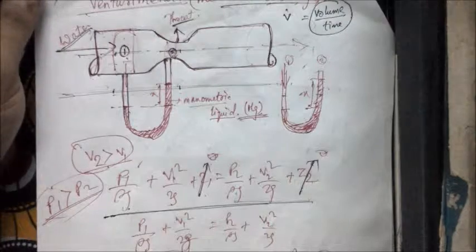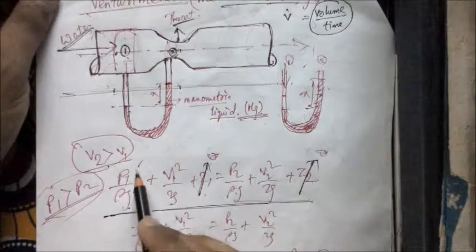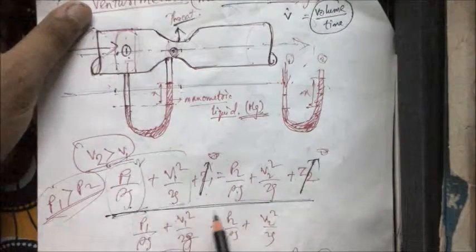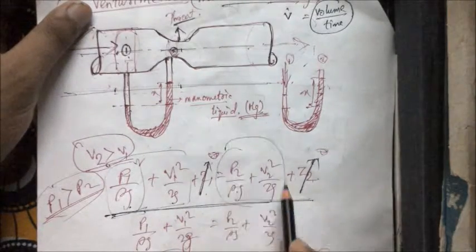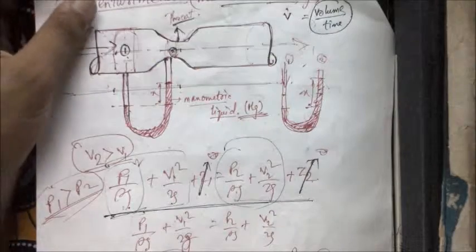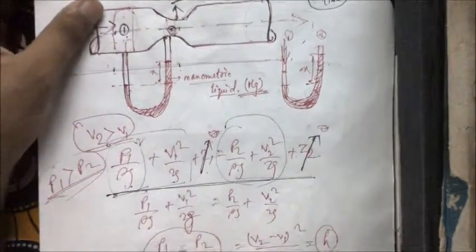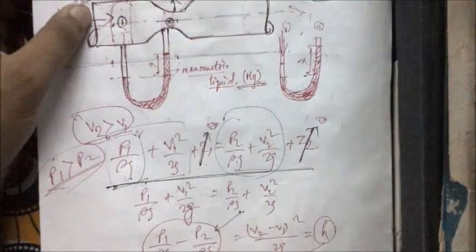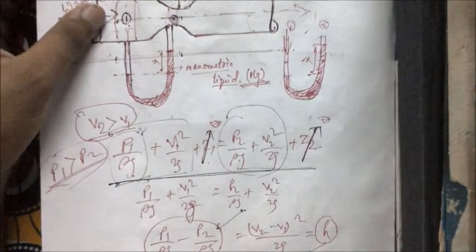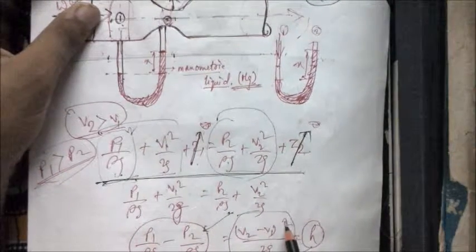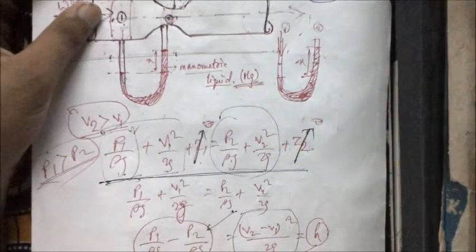Now suppose P1 by rho g plus V1 square by 2g is equal to P2 by rho g plus V2 square by 2g. Z1 and Z2 cancel off. So I can bring my P2 over here: P1 by rho g minus P2 by rho g equals V2 square minus V1 square by 2g. Okay, I can write this.